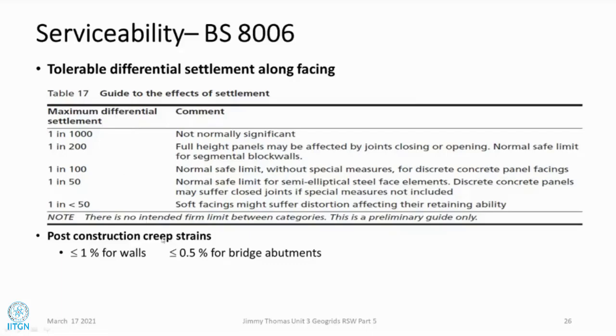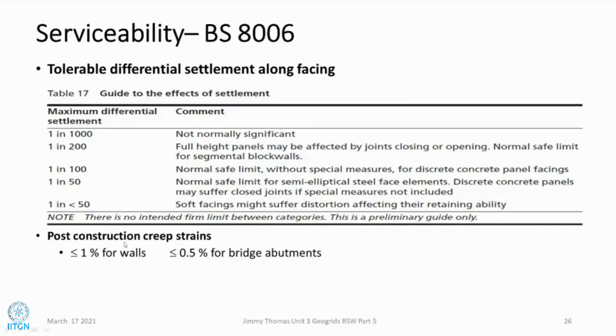Even for the lateral displacement, this is actually post-construction creep strain. That means after the construction of the structure is complete, whatever strains occur after that should be less than this limit. If it is a normal retaining wall, it should be less than 1%. If it is supporting bridge abutments, that means the bridge deck itself is sitting on the reinforced soil wall, it should be less than 0.5%.